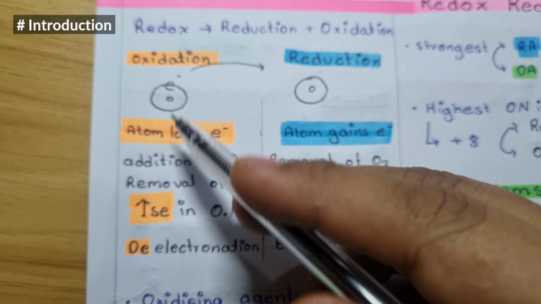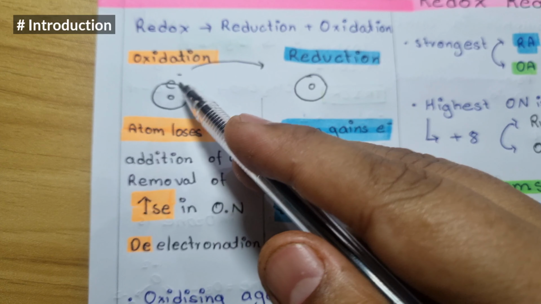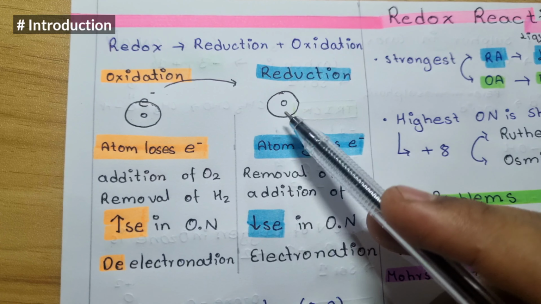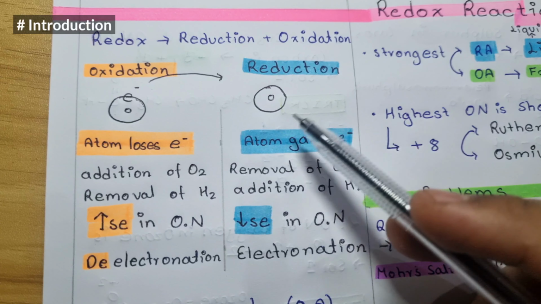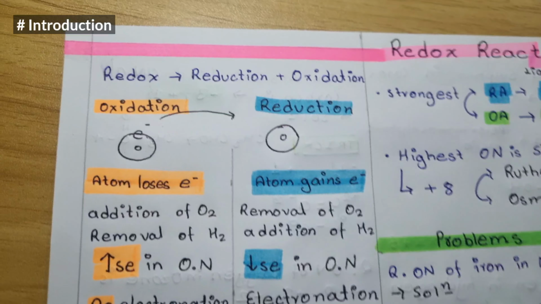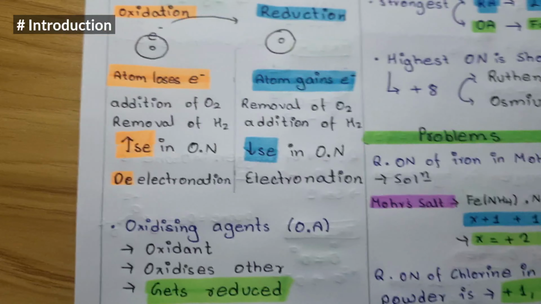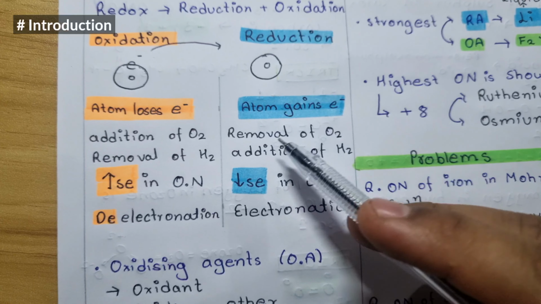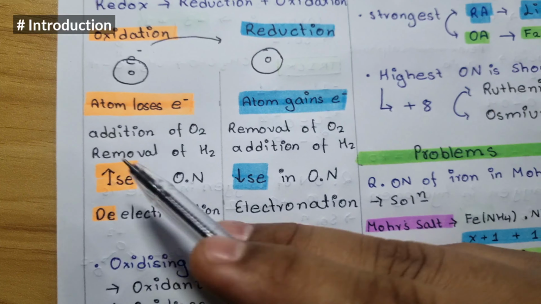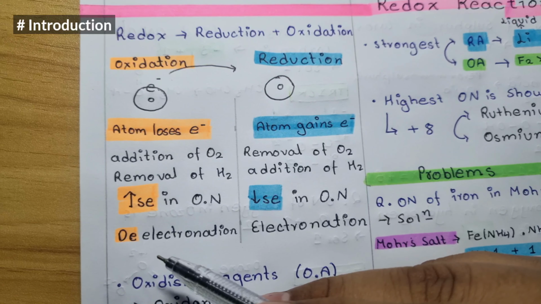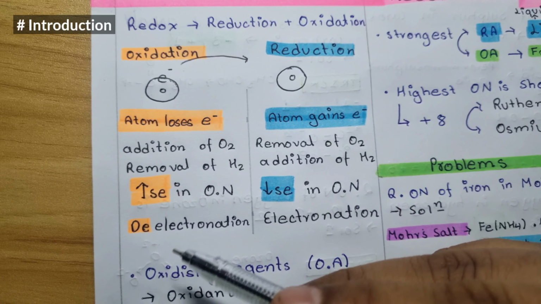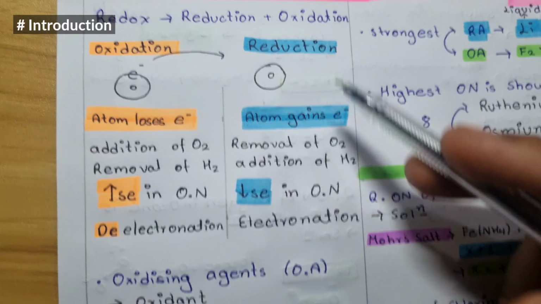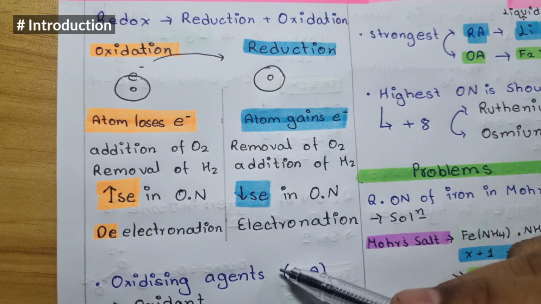Suppose here is an atom which loses an electron. Then the loss of electron is said to be oxidation. Here is another atom which gains the electron. If the atom gains the electron, it is said to be reduction. As per the classical concept, the addition of oxygen is said to be oxidation and removal of oxygen is said to be reduction. According to the electronic concept, de-electronation or removal of electropositive radical is said to be oxidation, and electronation and addition of electropositive element is said to be reduction.